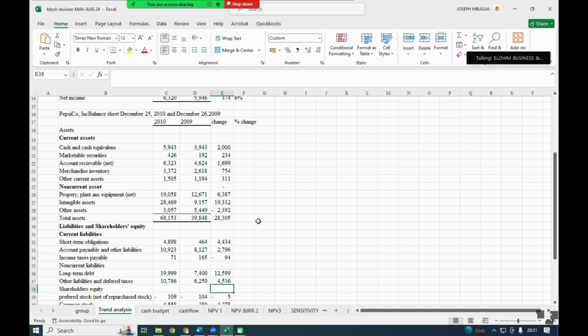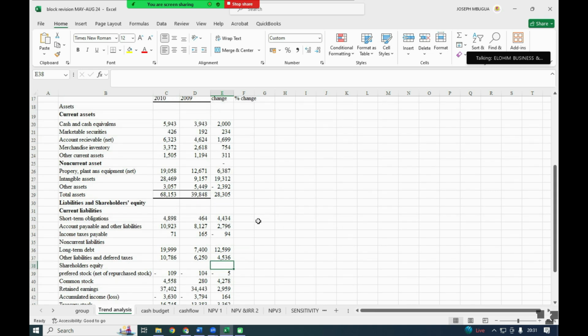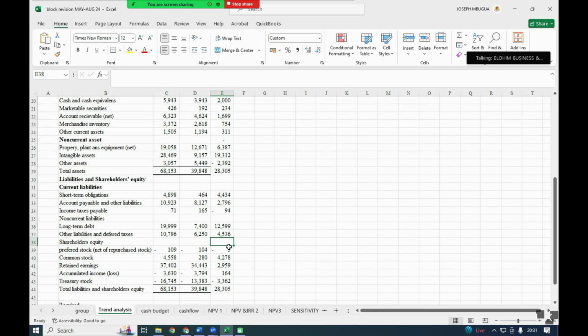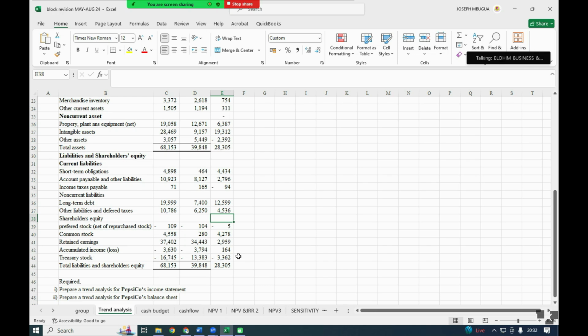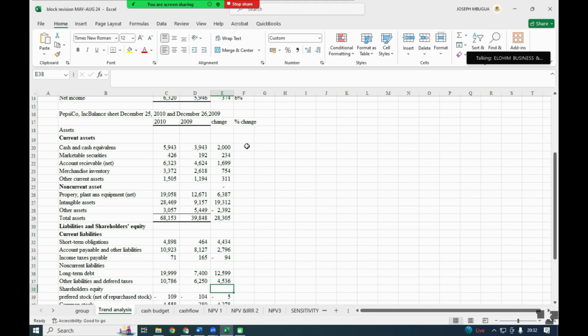Assets increased by 2,000, marketable security. So all of them, we had an increase, apart from income taxes, where we had a decrease of 94, and preferred stock, where we still had a decline. Is it a decline really? It's because they are negative. This one was presented as negatives in this particular statement. Because they are presented as negatives, we just present them the way they are.